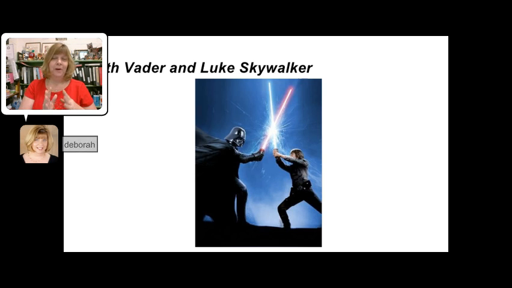Darth Vader and Luke Skywalker are another set of character foils. Again, they're placed in contrast to each other, and you can see their similarities, but because they're side by side, their differences are also magnified.